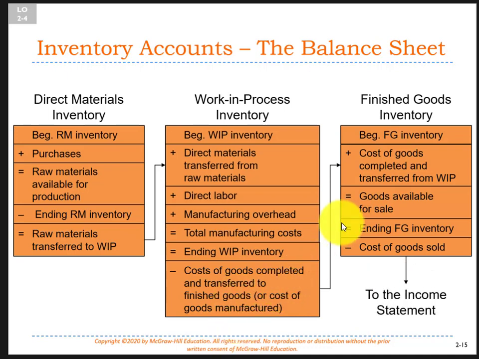That amount is going to come over here. We're going to do the whole process again. Start with beginning finished goods inventory, add our cost of goods completed, equals our goods available for sale, minus our ending, and equals cost of goods sold. Again, they flipped those two. That should be minus, and that should be equals cost of goods sold, which then goes on the income statement.